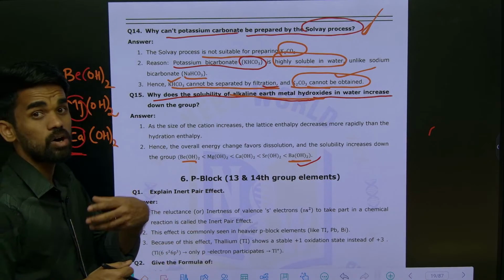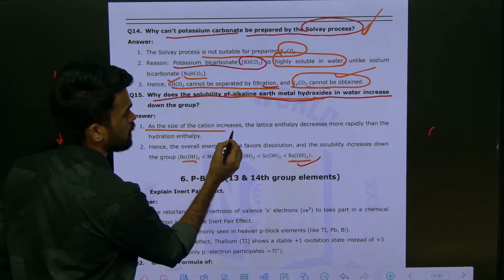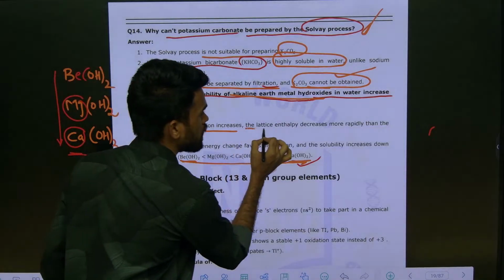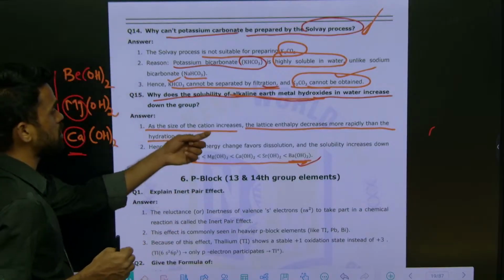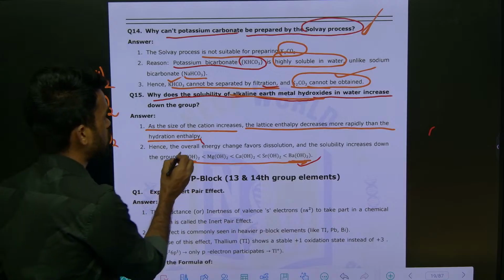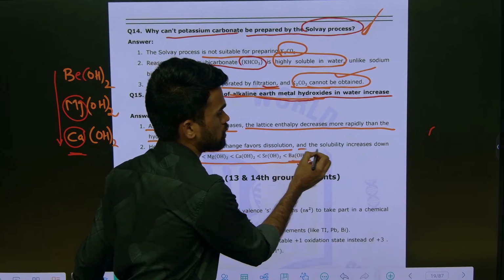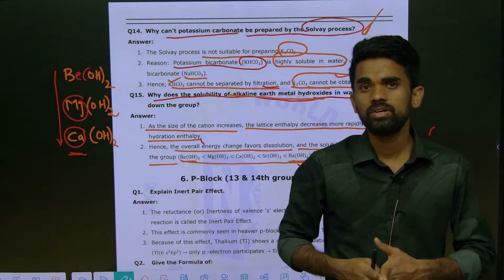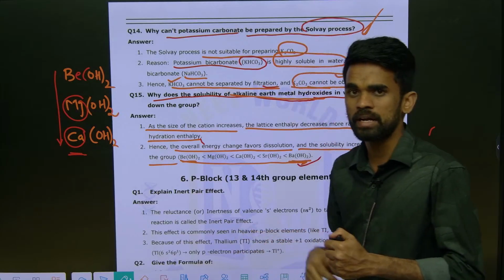This is how you can understand the concept easily, but you also mention it this way: as we go down the group, the size of cations increases. The lattice enthalpy decreases more rapidly than hydration enthalpy. Hence, the overall energy change favors dissolution, and solubility increases down the group. Solubility of hydroxides increases due to the increase in their sizes; they become more ionic and more soluble.